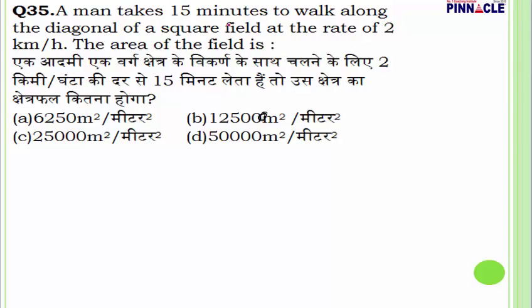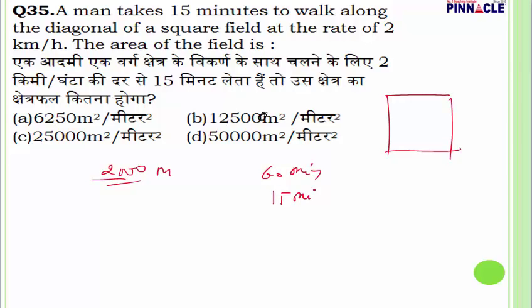Next question, question number 35. A man takes 15 minutes to walk along the diagonal of a square field at the rate of 2 km per hour. The area of the field is. So the question is given: a man takes 15 minutes to walk along the diagonal of the square, and the speed is 2 km per hour. In other words, 2000 meters in 60 minutes. In 15 minutes, it will be 500 meters.